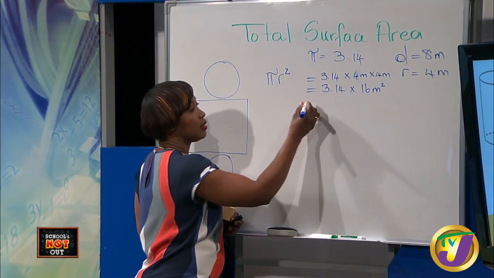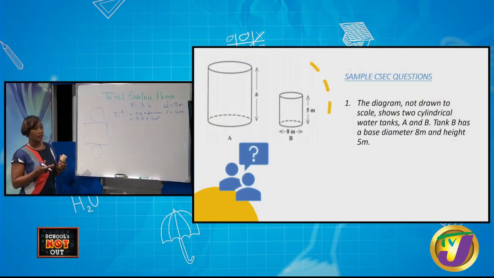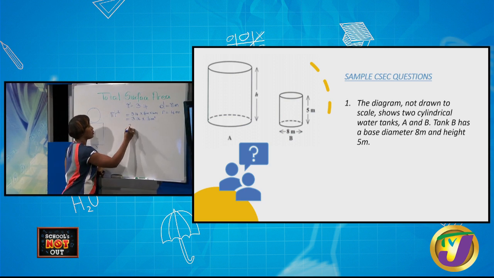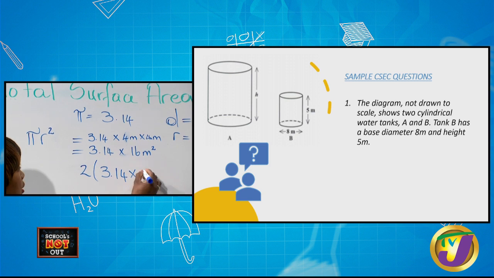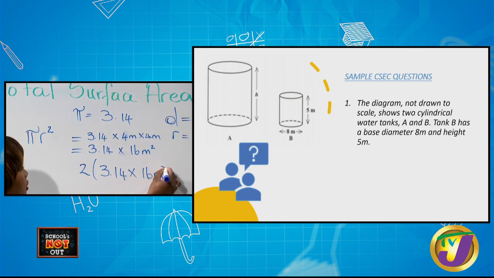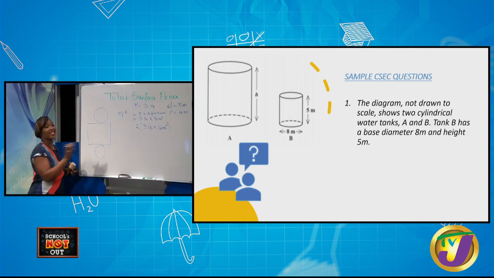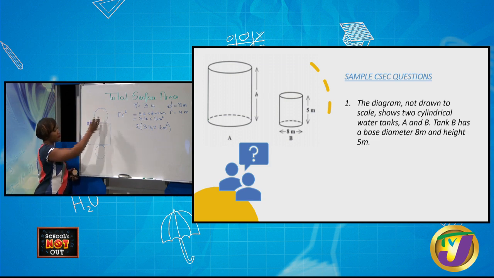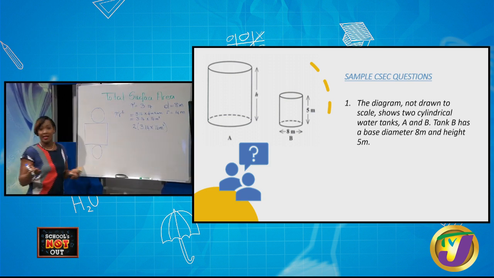one circle. But how many circles do we have in this particular solid? We have two circles. Therefore, we're going to have to multiply by two whatever we get for one circle. And that would give us the area of the circular part, the circular faces that we have. But that's not all.